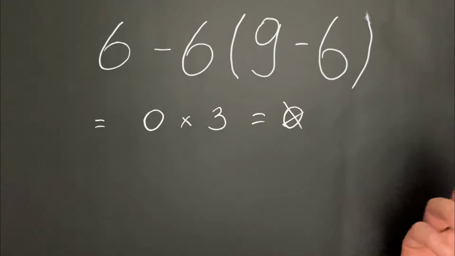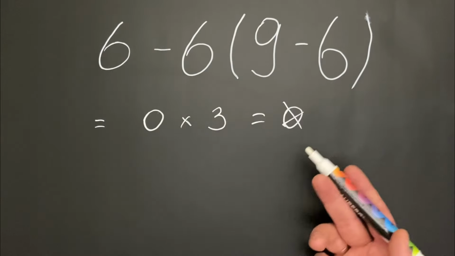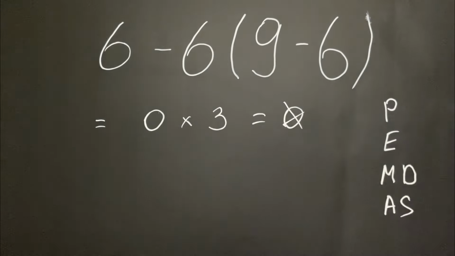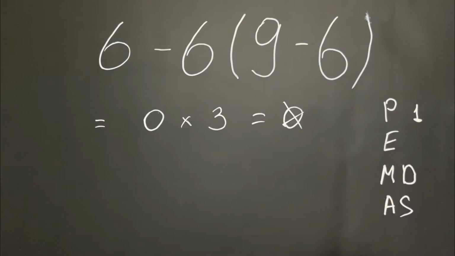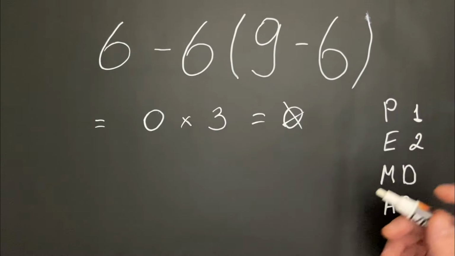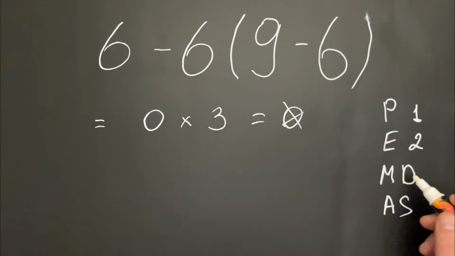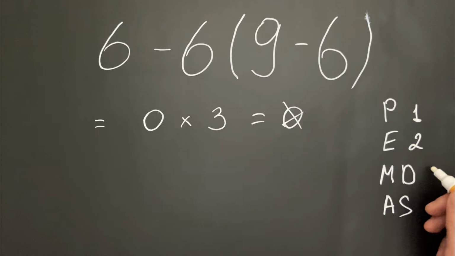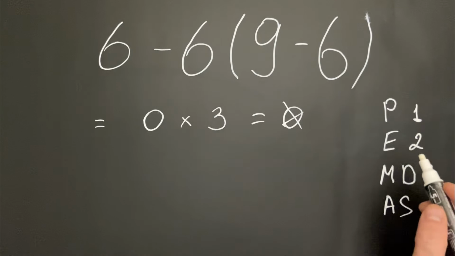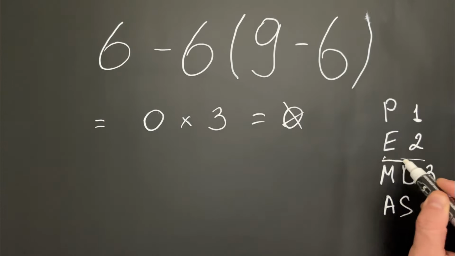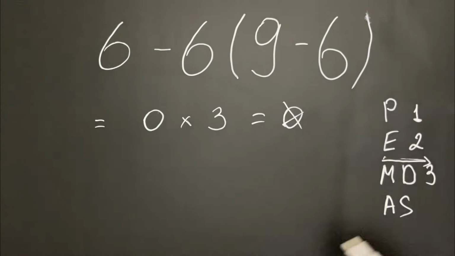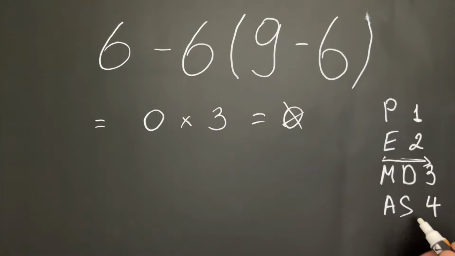Why? Because according to the order of operations, which is PEMDAS, P stands for parentheses, and we always do it in the first place. E stands for exponents, we do it in the second place; here we don't have it. M and D stand for multiplication and division. We always do it in the third place, and what's important, we always do it from left to right. And the last is addition and subtraction.